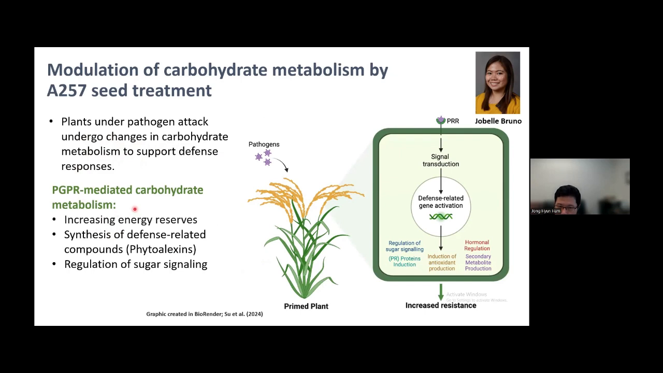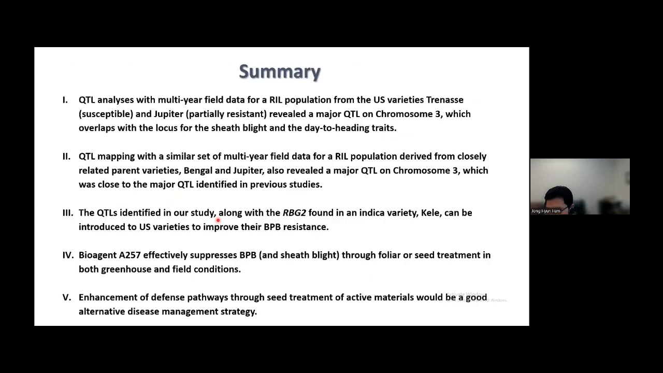For example, plants treated with PGPR, the plant growth promoting bacteria, actually increase the carbohydrate metabolism, which causes an increase of the energy reserves, the synthesis of defensive compounds, and the regulation of sugar signaling and the antioxidant systems. But that's the data from the first experiment, and we are also doing additional RNA sequencing and qRT-PCR experiments to get more information and confirmation of this result.